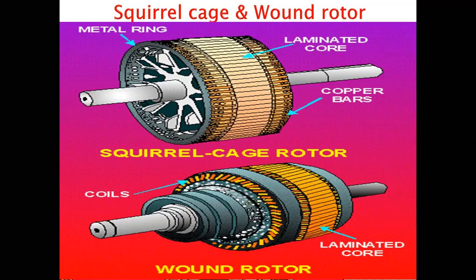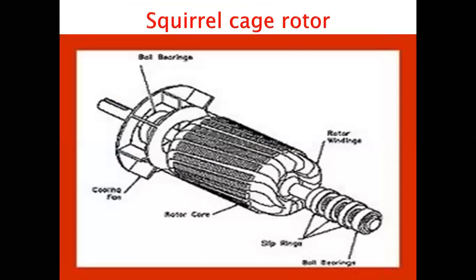So we can say that it will look like a cage, like a pinjra. It will look like this. Just because of that reason, we are calling the three-phase induction motor a squirrel cage induction motor. After that, if you see its cut view, it will look like this.